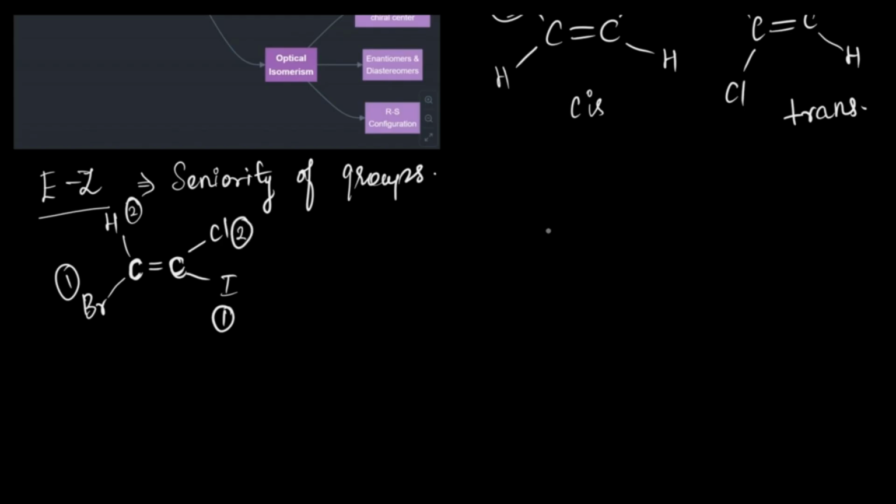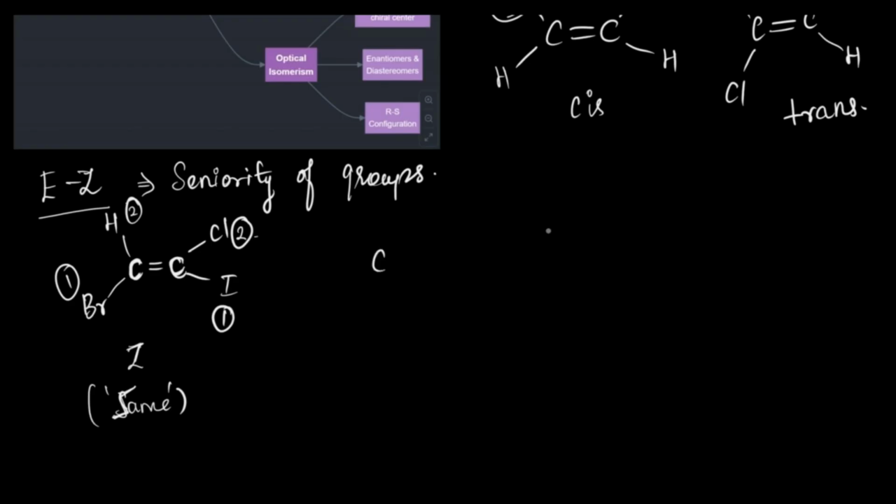So depending on this seniority of the groups, if that is positioned on the same side, then that is Z. You can remember it like same. This is also having the same sound. Z is also having the same sound. Okay, Z. Just remember it like that. So if that is on the same side, then that is Z.